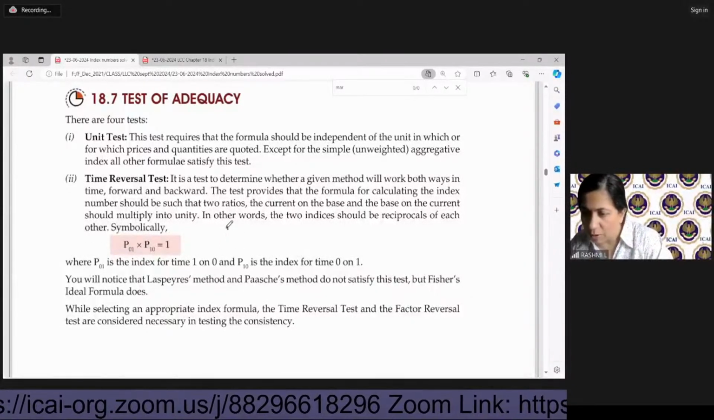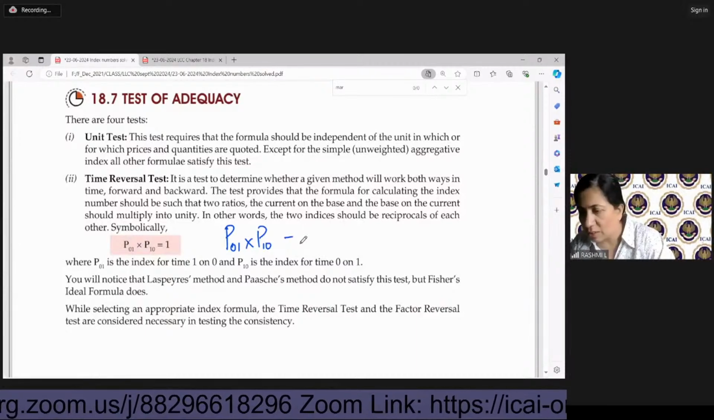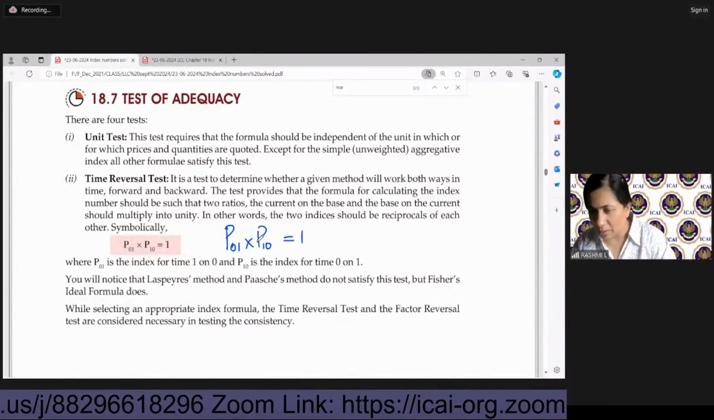This is also important. P01 into P10. This is also a theory question that may be asked. Is it equal to 1, is it equal to 0, or cannot be determined? Okay, that way.